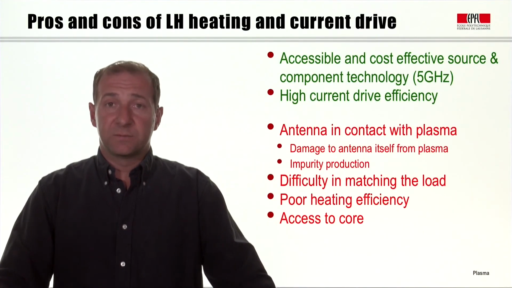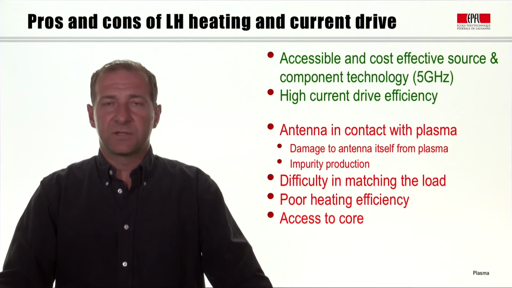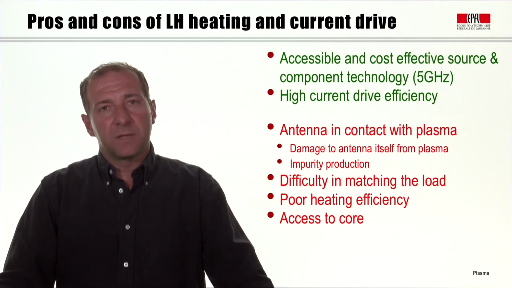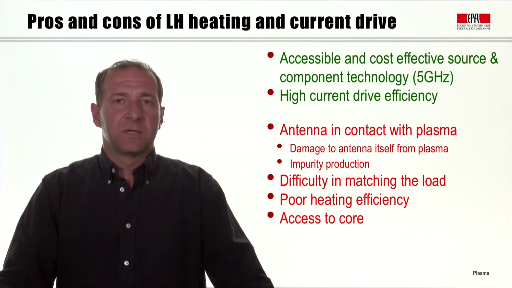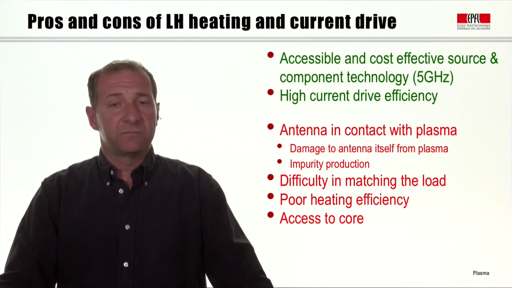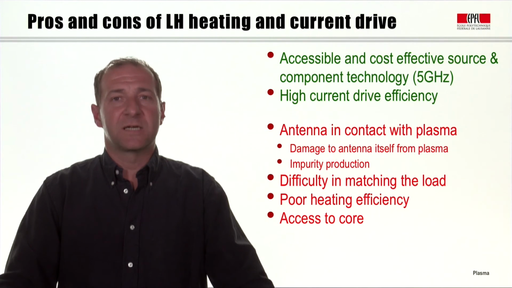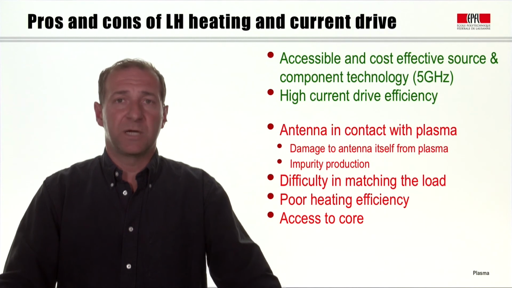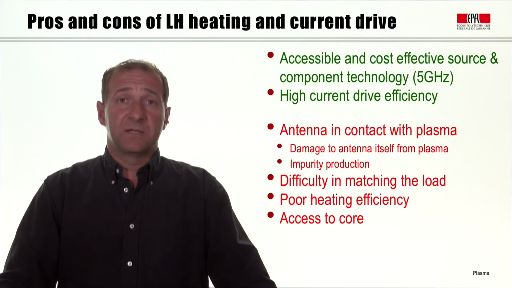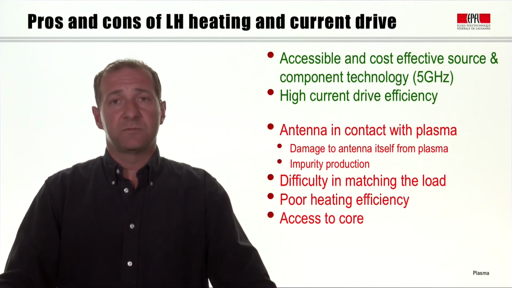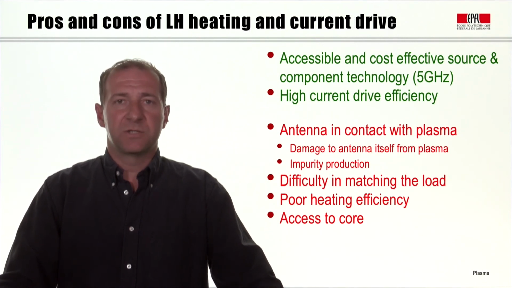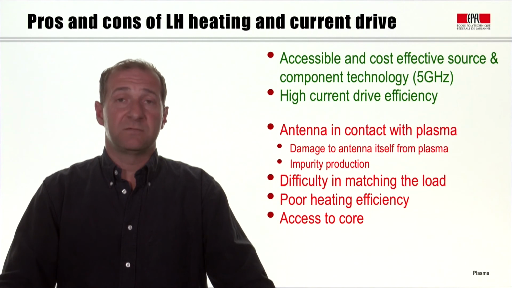We are now ready to discuss very briefly and qualitatively the advantages and disadvantages of lower hybrid current drive. First of all, as was the case for ICRH, there is a technology for the source and for the components that's relatively easily accessible and cost-effective. We are in a range of a few gigahertz where several applications in different domains exist. However, the main advantage that we foresee for lower hybrid is the ability of driving current in a plasma in a very efficient way, at least in some ranges of the density values in the plasma.